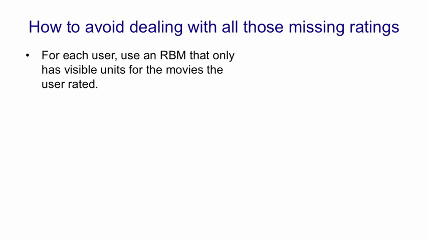Now the problem with this approach is we don't want to have an RBM with 18,000 visible units, only a few of which have known values. That's a huge number of missing values to be dealing with. And there's a neat way around that. For each user we use an RBM that only has as many visible units as the movies that the user rated. So it's possible that every user will correspond to a different RBM with a different subset of the visible units.